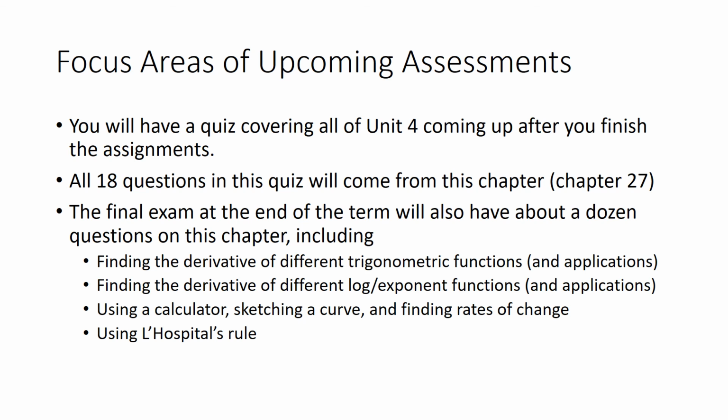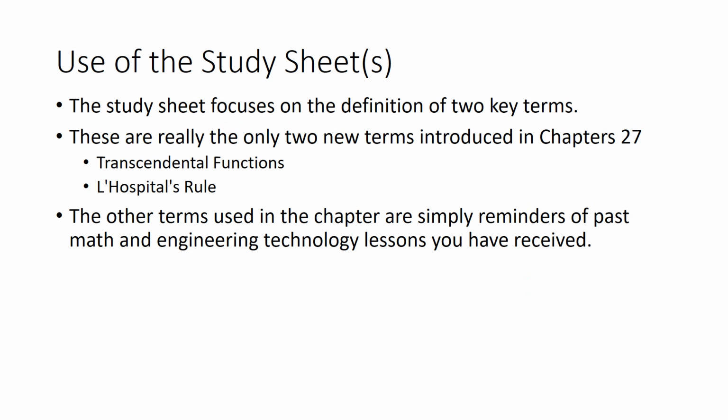So make sure you know how to quickly look up those derivatives of transcendental functions, the trigonometric and the logarithm functions, as well as how to look up things you might need to solve those equations. The study sheets focus on the definition of 2 key terms that you really need to understand to be able to understand Chapter 27. The first is what is a transcendental function, and the second is what is L'Hopital's rule.